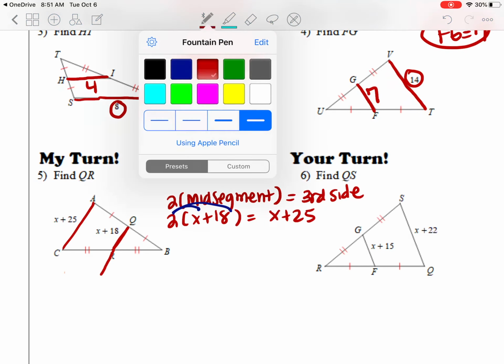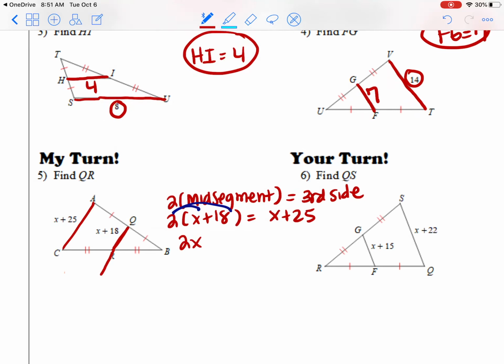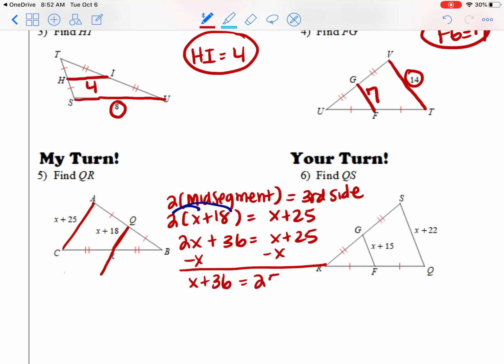So what you do here is you distribute. 2 times x is 2x plus 2 times 18 is 36 equals x plus 25. We move the smallest x term and we get x plus 36 equals 25. Then we subtract 36 and we get that x will be equal to negative 11.